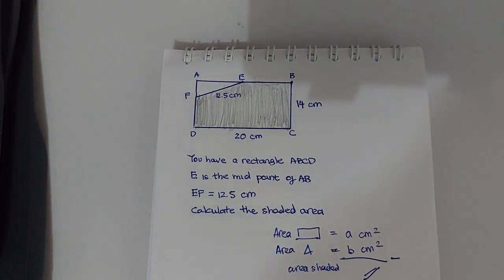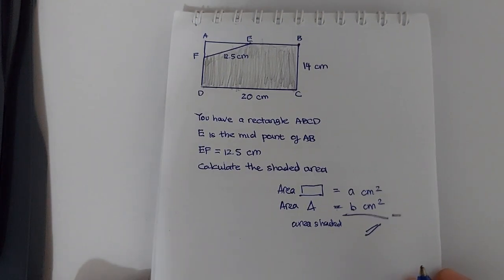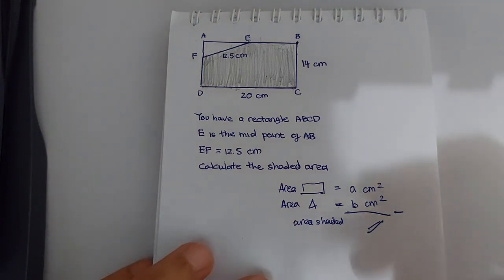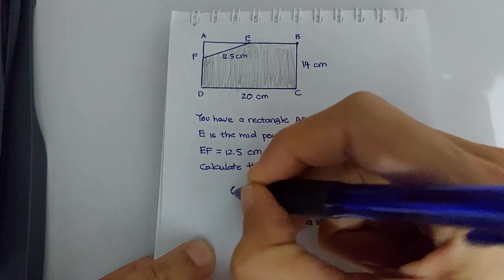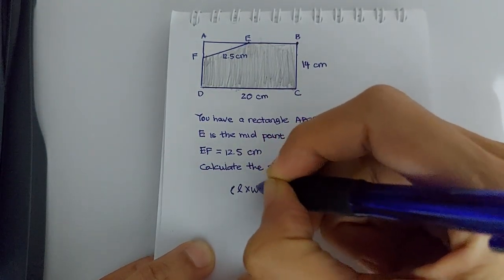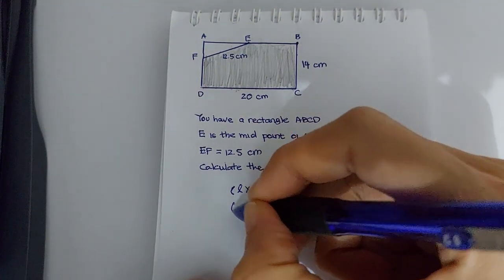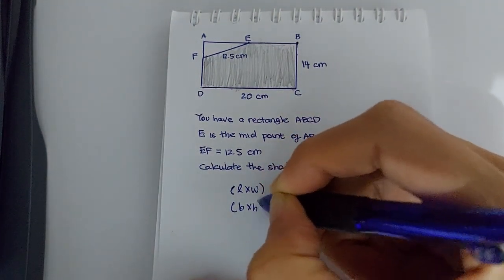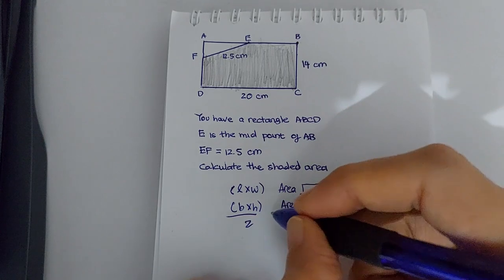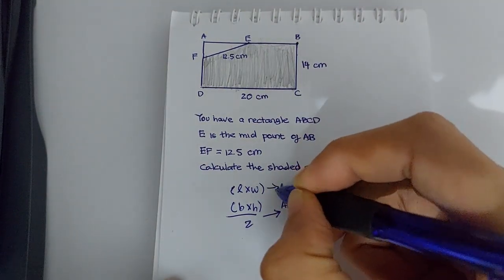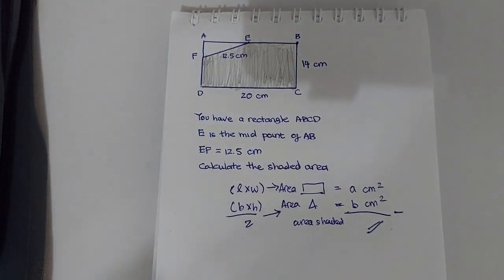Now, because I have that kind of plan, then I really need to know what will be the formula to find the area of the rectangle. Now, the area of rectangle, you will use this formula, length times width. And then after that, for the triangle, I hope that you remember about it. It will be base times height, and then you divide it by 2. This one will be for the triangle, and this one will be for the rectangle. Done. We already make a plan.